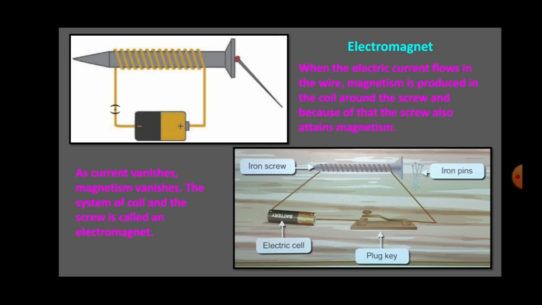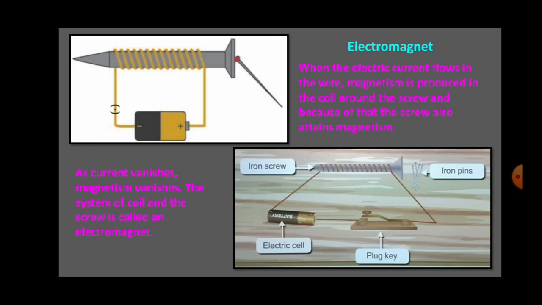Now as soon as the current stops flowing, the iron pins get detached from the nail immediately. Why has this happened? Because we had studied that when the electric current flows through the wire, it creates a magnetic field, and as soon as the current stops flowing, the magnetic field vanishes.